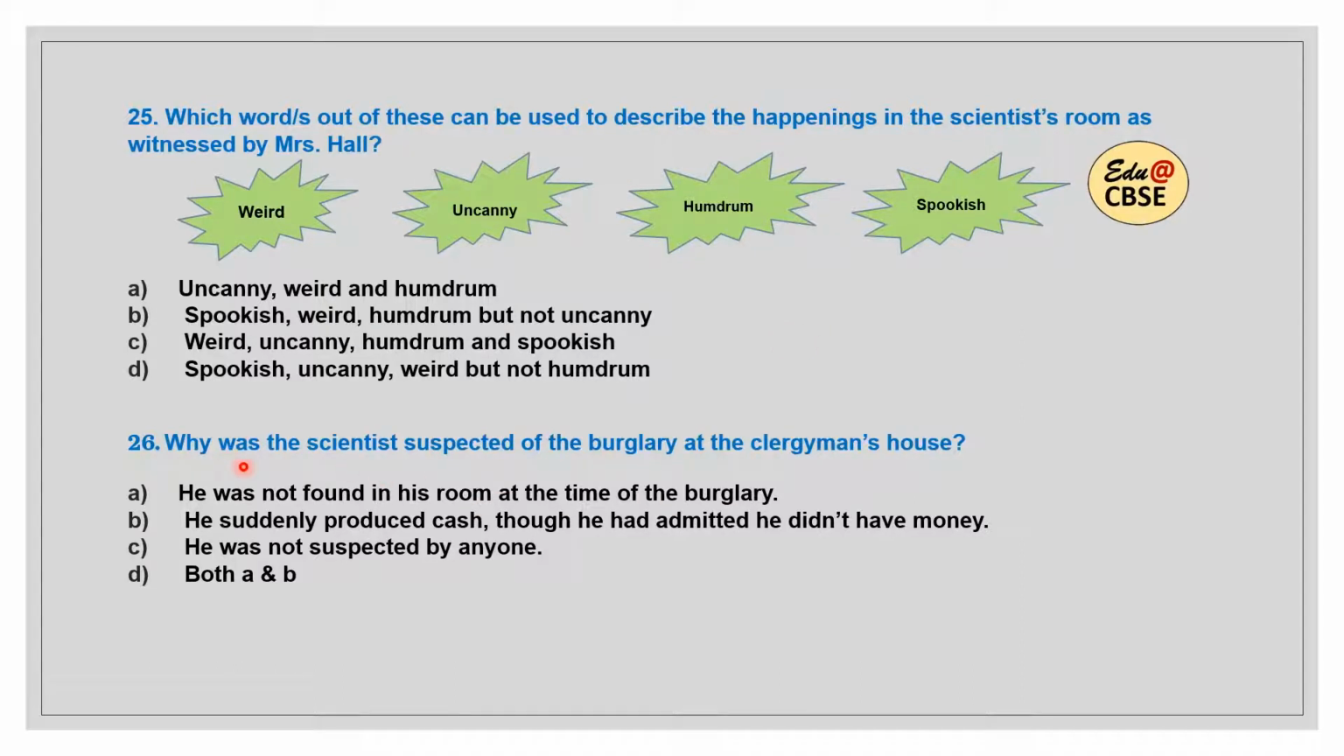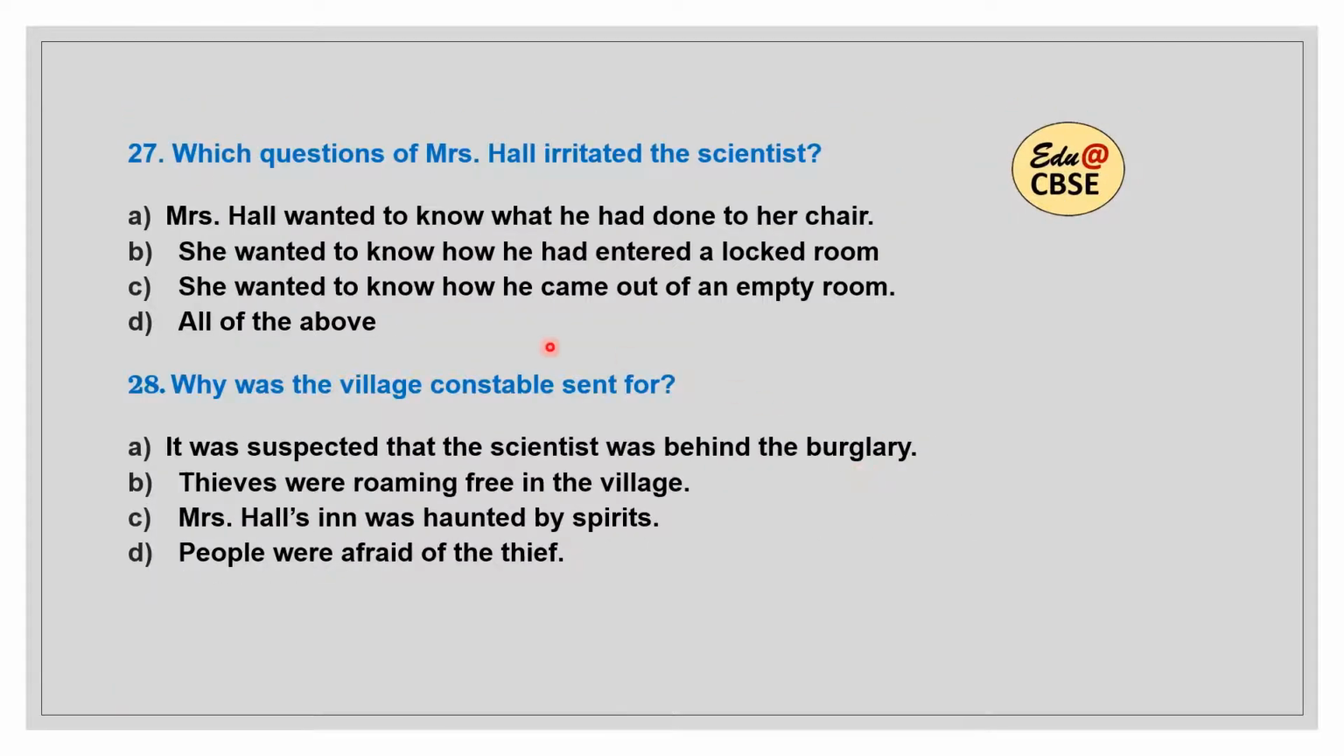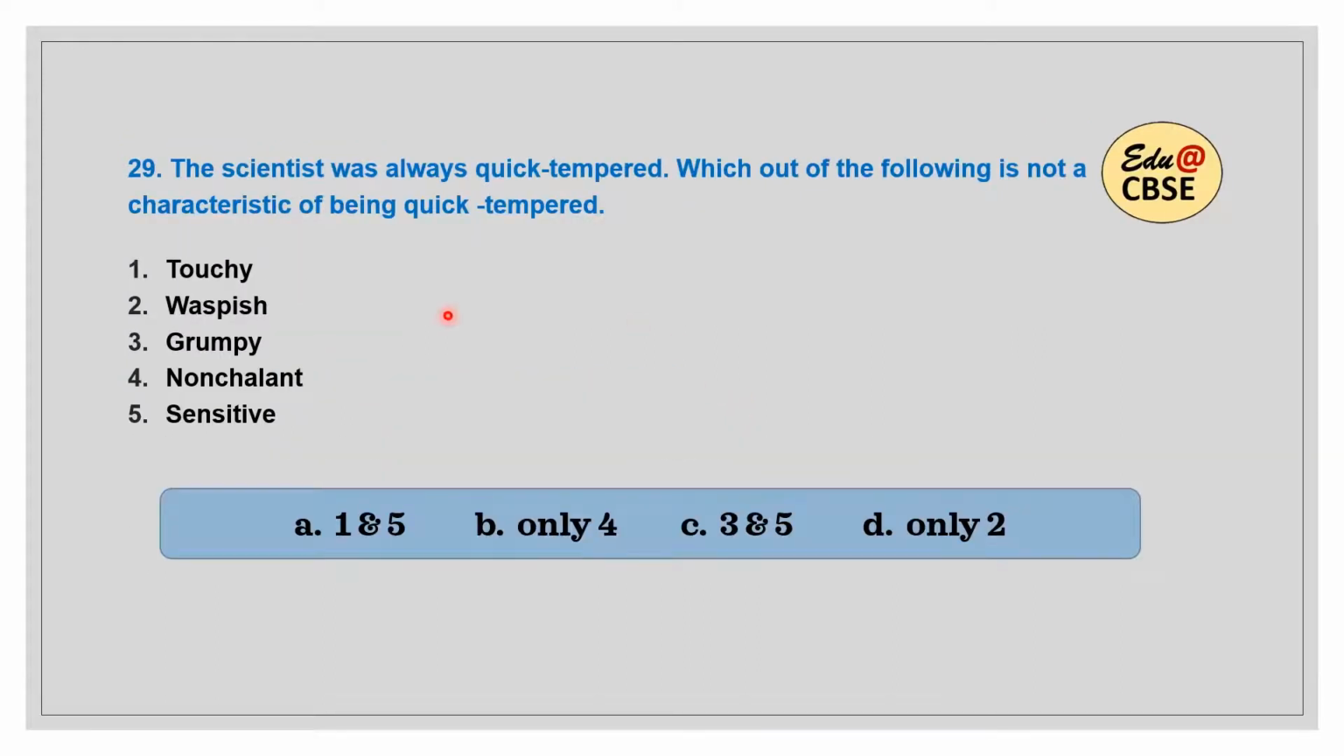26th. Why was the scientist suspected of the burglary at the clergyman's house? 27th. Which questions of Mrs. Hall irritated the scientist? Next, why was the village constable sent for? 29th. The scientist was always quick-tempered. Which out of the following is not a characteristic of being quick-tempered?